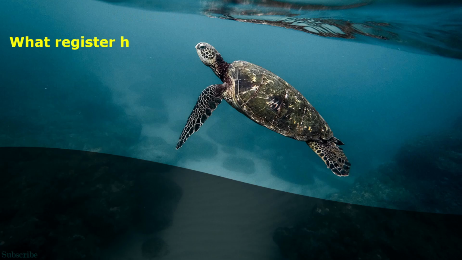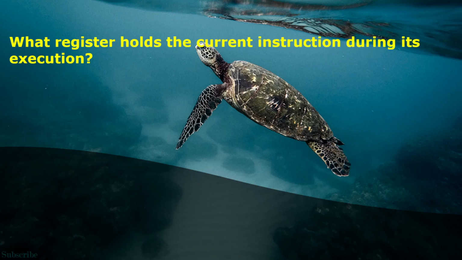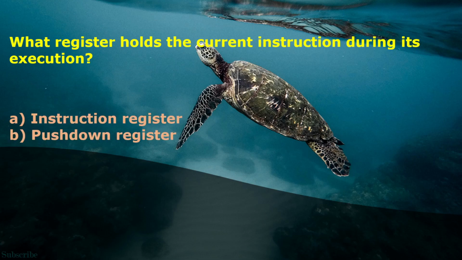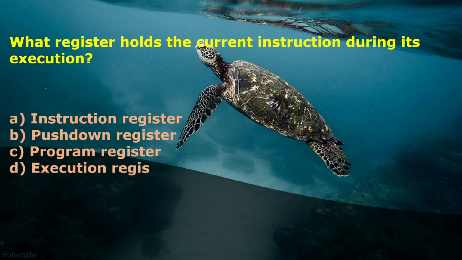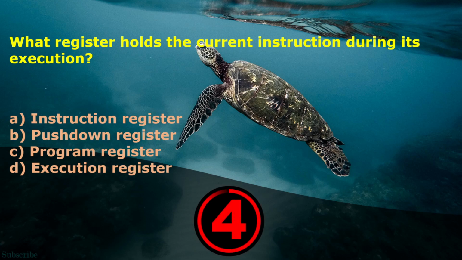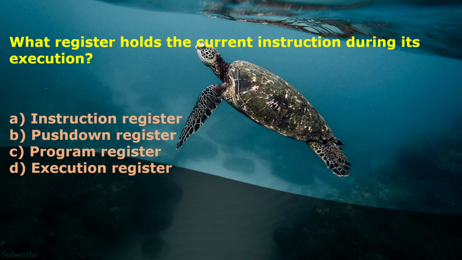Question number 33. What register holds the current instruction during its execution? A. Instruction register. B. Pushdown register. C. Program register. D. Execution register. The correct answer is letter A. Instruction register.